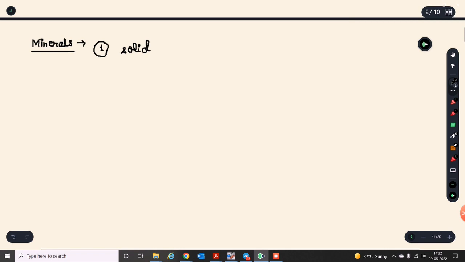Okay. So firstly, it should be solid. Secondly, there are exceptions as well. I will mention it here. Secondly, it should be crystalline. Okay. Crystalline means it should have a crystal structure, a defined crystal structure. Thirdly, it should have a well-defined chemical composition.